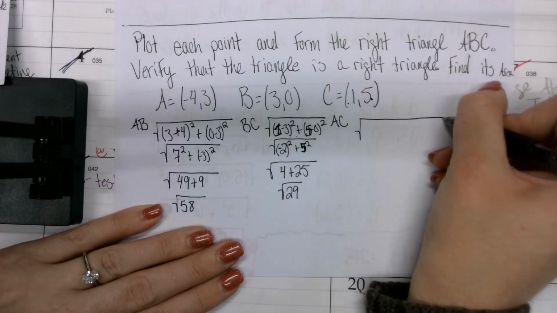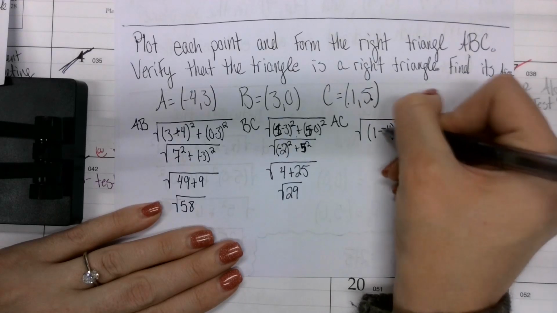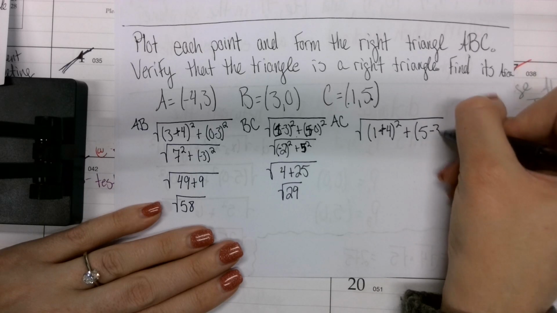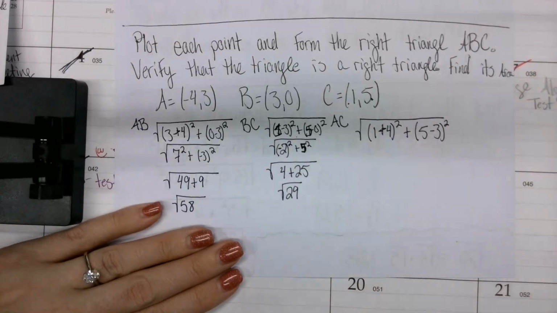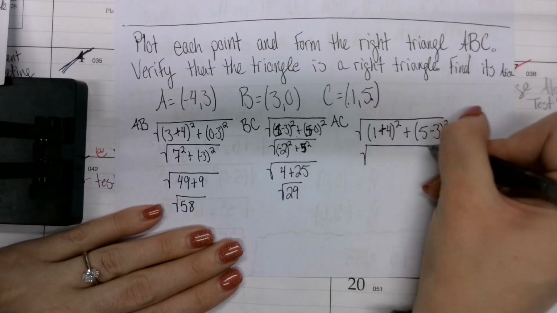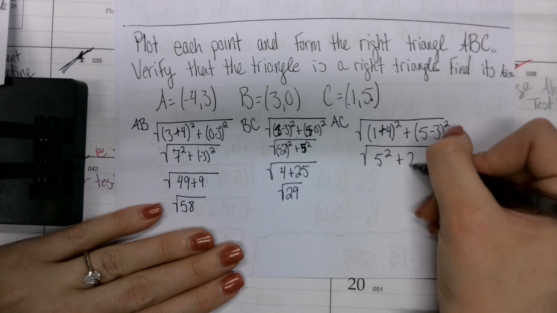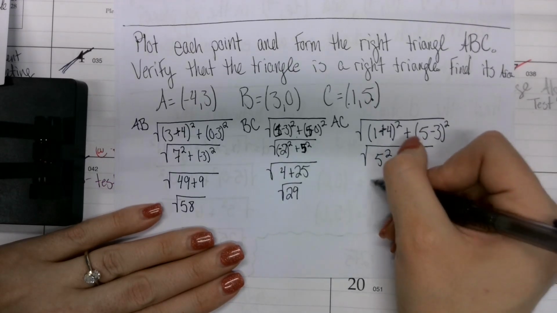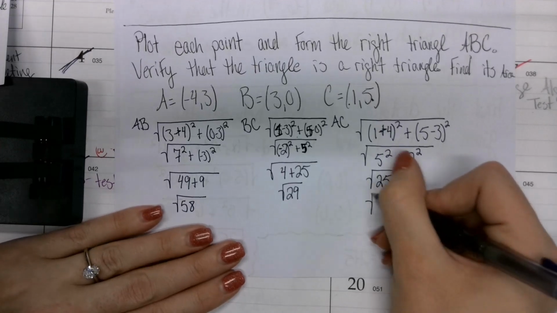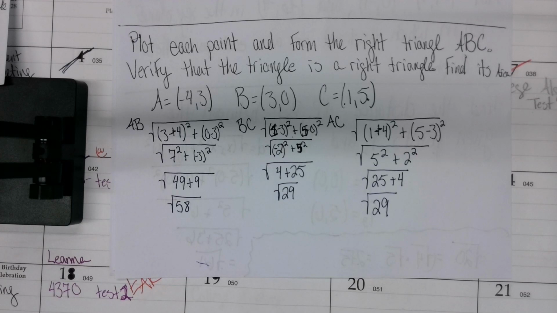Okay, AC. I won't mess up this time. I say it, and I probably will. 1 subtract negative 4 squared plus 5 subtract 3 squared. So 1 subtract negative 4, which was 1 plus 4, because you can't subtract negative. 5 squared plus 5 subtract 3 is 2 squared, so I'd have 25 plus 4. Darn it. This is going to be an isosceles one, which isn't the best example.